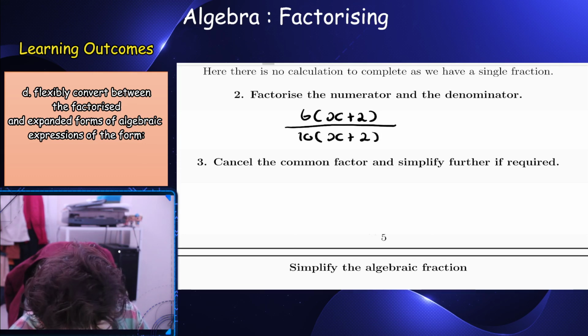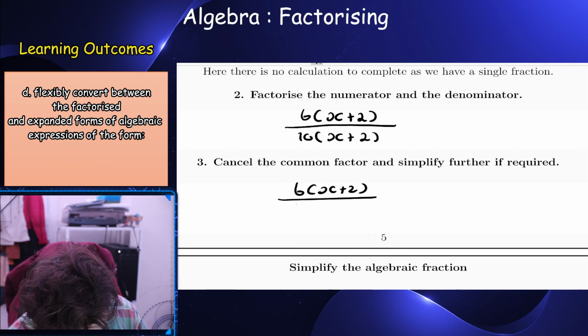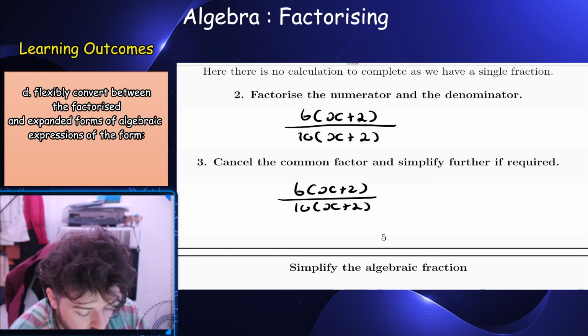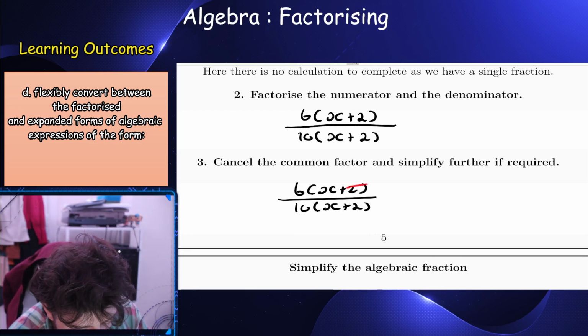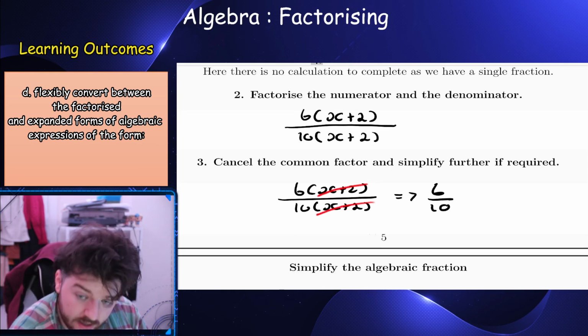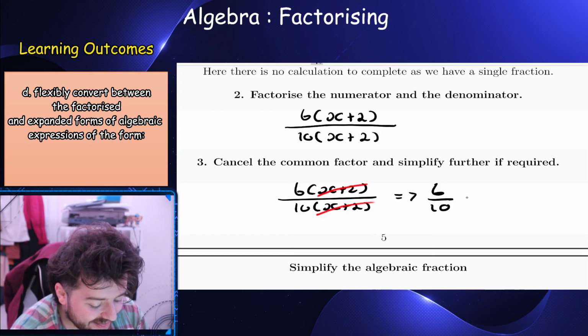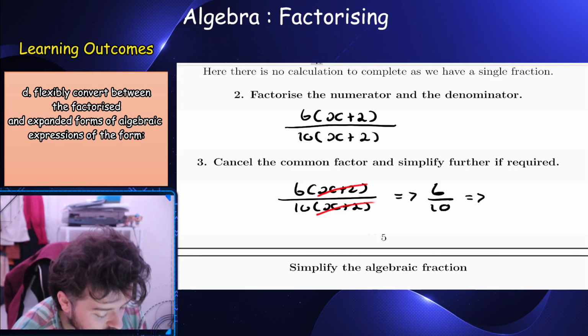Now cancel out any common terms they have. So I have 6 times x plus 2 and 10 times x plus 2. Well, they have an x plus 2 in common. So cancel that out. So I'm going to be left with 6 over 10. Which again, this can be simplified even further then to 3 over 5.